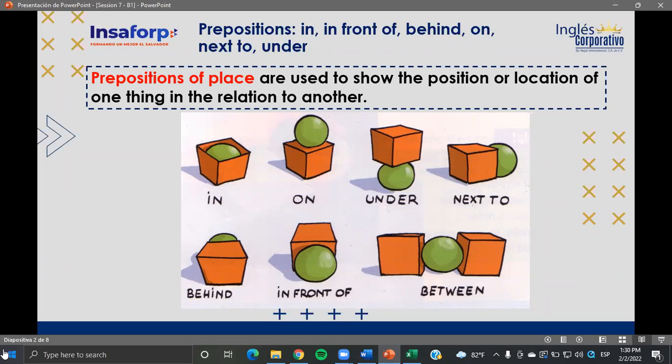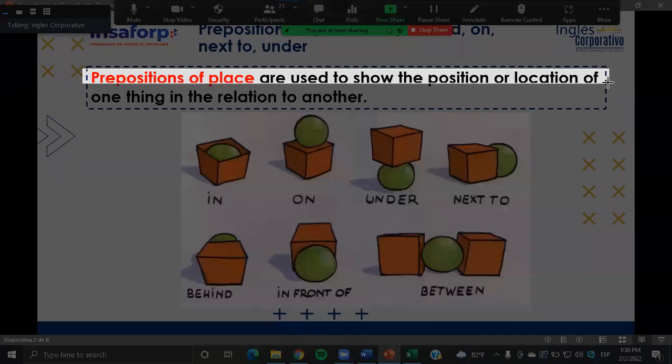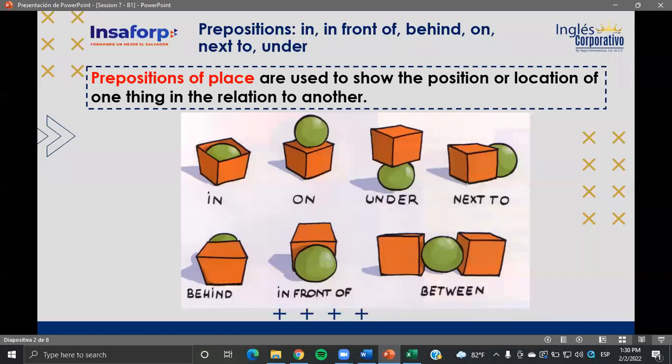Those are the prepositions. And when do we use them? They are used to show the position or location of something. Okay? So it can be an object, a person, a place, animals, etc. That is something. Let me give you some ideas. Any questions so far? Questions, preguntas?